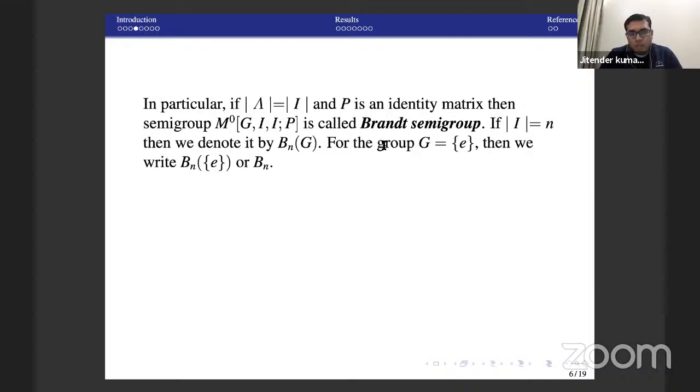In particular, if the size of I is finite, say n, and G is taken to be trivial, then it is called a Brandt semigroup B_n. Again, this example is very useful in semigroup theory. Most of the time, this example also works as a counterexample whenever we see something in semigroup theory.